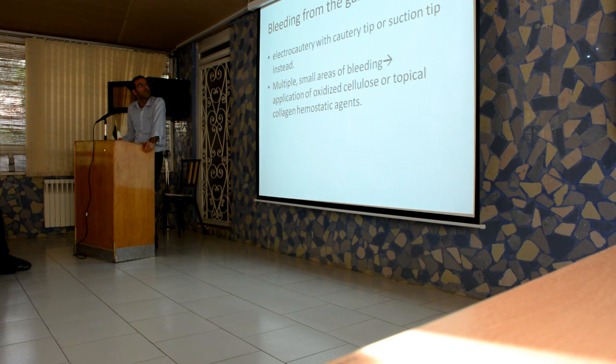Another site of bleeding is the gallbladder fossa. Electrocautery with a cautery tip or suction tip is used. If there are multiple small areas of bleeding, apply surgical hemostatic agents.